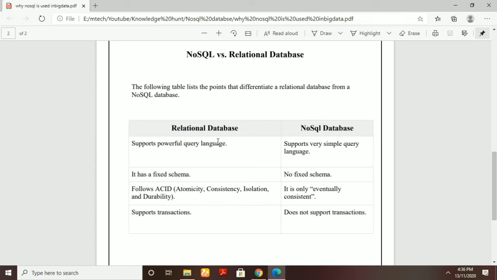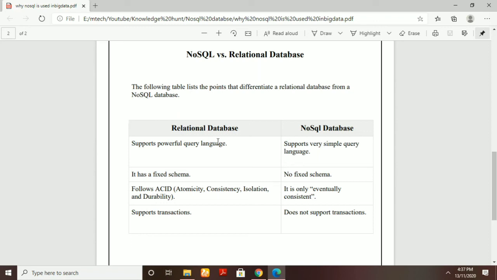Also, there is an additional property known as the CAP theorem. I will be preparing a separate video on the CAP theorem. The CAP theorem is a property that is followed by big data databases and the big data architecture. So big data follows the CAP theorem property, while NoSQL only follows eventual consistency.